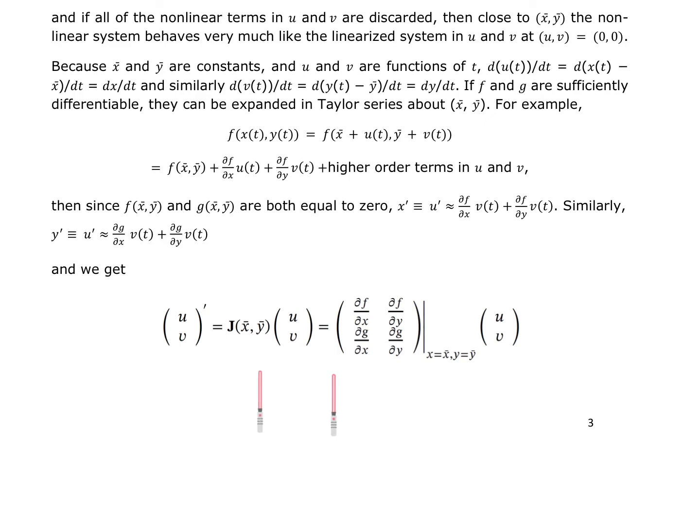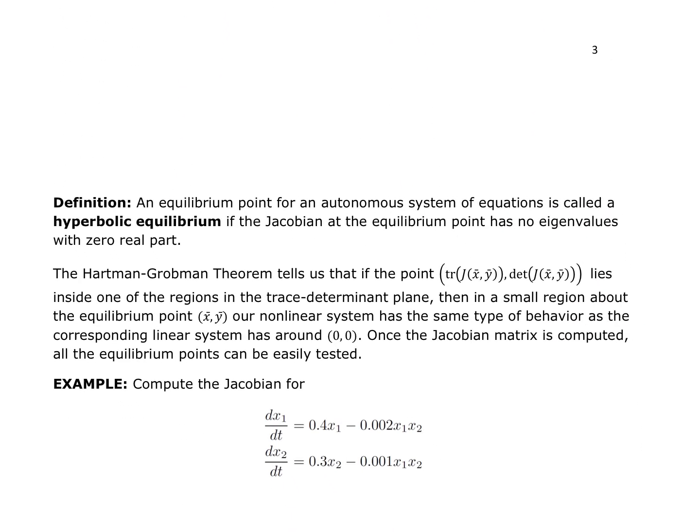A couple more definitions, and then let's go through an example. An equilibrium point for the autonomous system of equations is called a hyperbolic equilibrium if the Jacobian at the equilibrium point has no eigenvalues with zero real part. This theorem tells us that if the trace of the Jacobian and the determinant of the Jacobian lie inside a region of the trace-determinant plane, then a small region about the equilibrium point of our nonlinear system has the same type of behavior as the corresponding linear system around (0, 0). Once the Jacobian matrix is computed, all the equilibrium points can be easily tested.